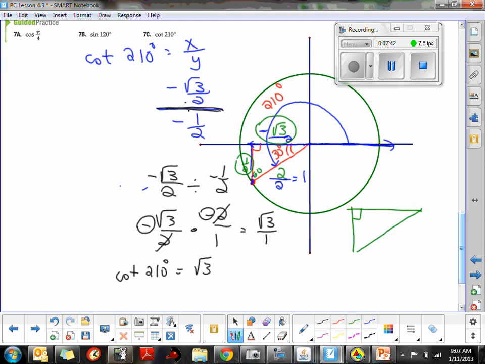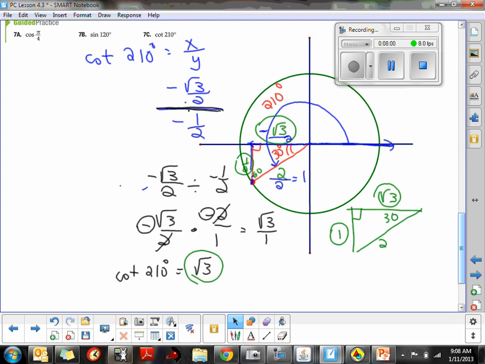Anytime it's tangent or cotangent, and you have a reference angle of 30, 60, or 45, I'm going to just use the 1, the 2, the square root of 3, because now the cotangent is a lot easier. If I want the cotangent, it's the x-coordinate over the y-coordinate, and it's the square root of 3 over 1, which is just square root of 3.